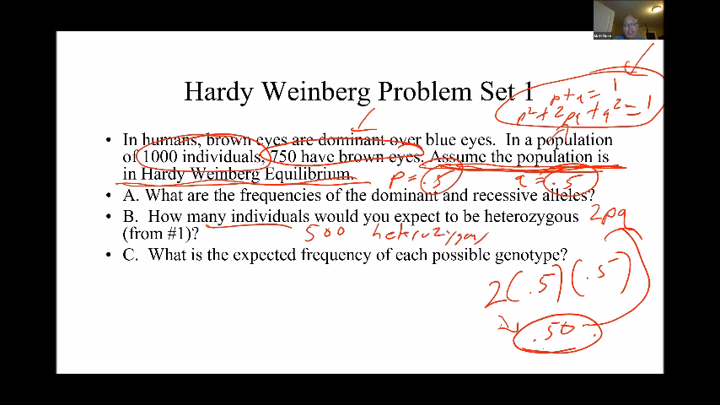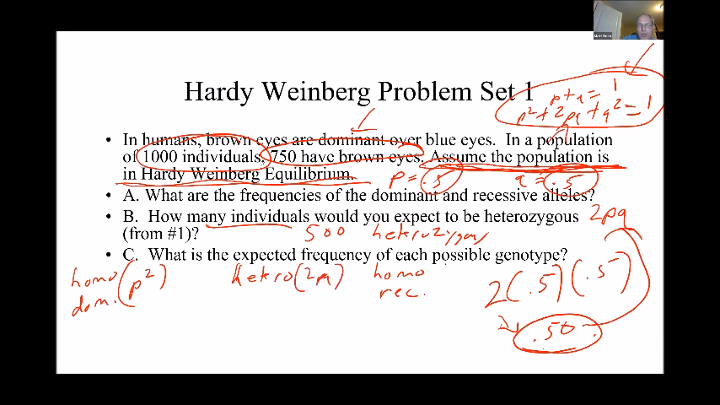All right, and then finally, what's the expected frequency of each possible genotype? Well, remember our genotypes are homozygous dominant, heterozygous, and homozygous recessive. And remember that in our Hardy-Weinberg equations, this is p squared. This one is 2pq, and this one is q squared. So let's just plug and chug and get an answer here. So our frequency of homozygous dominant individuals is p squared. So that's p was 0.5, so 0.5 squared, 0.25.